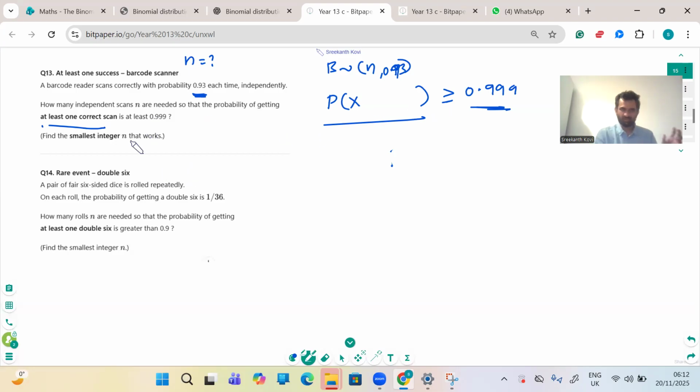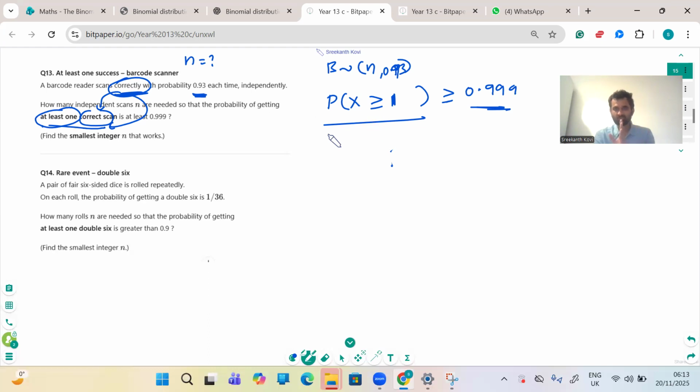However, the requirement for your marks in the examination is this. Correct scan is already mentioned here, so link this to this. At least one correct scan means at least one is greater than or equal to one. They give you the success criteria, which is a correct scan. How many successes do they need? One. You can use a calculator directly. However, if you are aiming to get full marks, you need to know this method. Probability of X greater than or equal to 1.